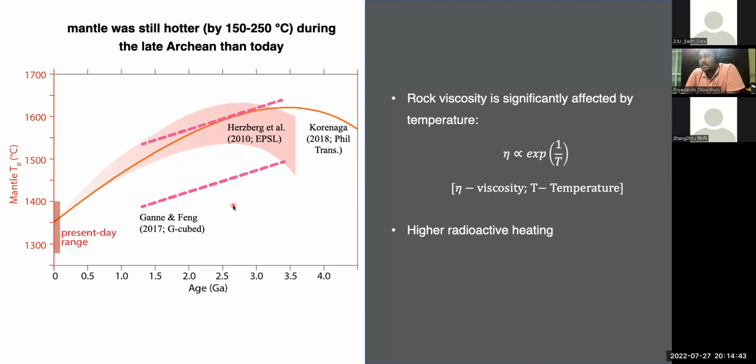So what does it say about the character of plate tectonics, or why should we take this into consideration? The reason is that the rheology, or the weakness or the strength of the rocks that we see, is extremely dependent on temperature. And it's inversely proportional. That means if temperature increases, the viscosity decreases, or vice versa.